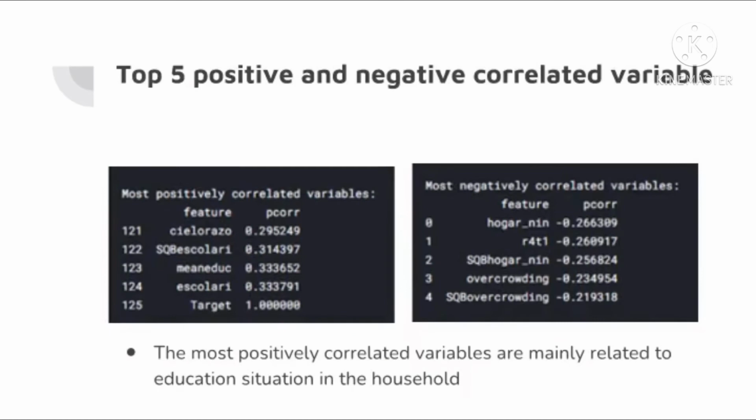After making some reduction in feature dimensions and exploration, we have concluded the top 5 most positively and negatively correlated variables as shown. We noticed that the positively correlated features tend to describe the education situation in the household.